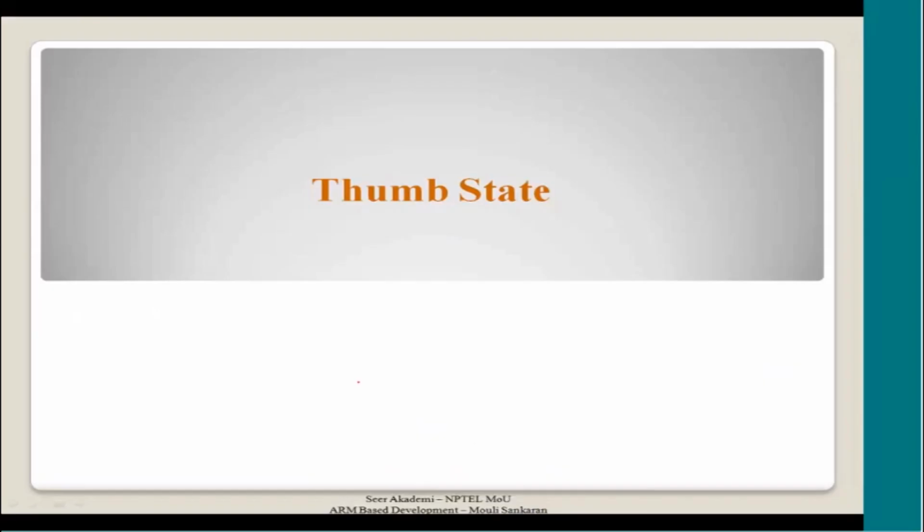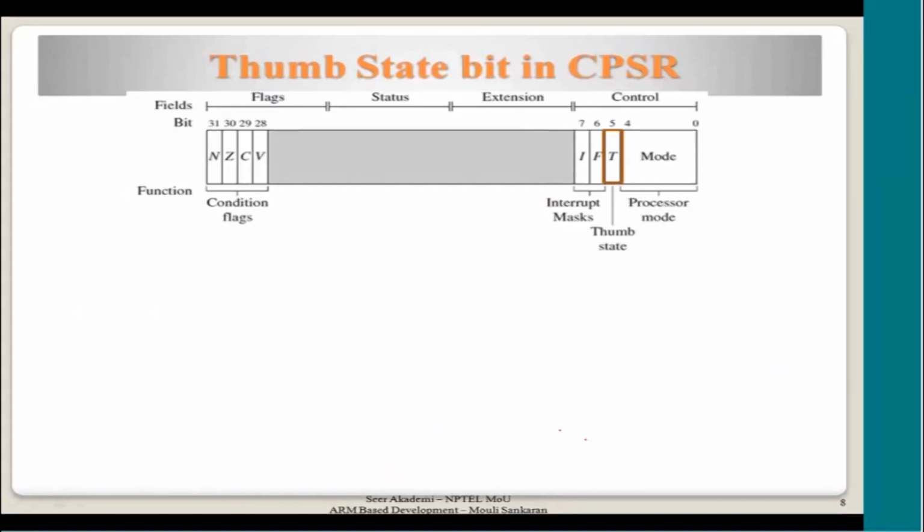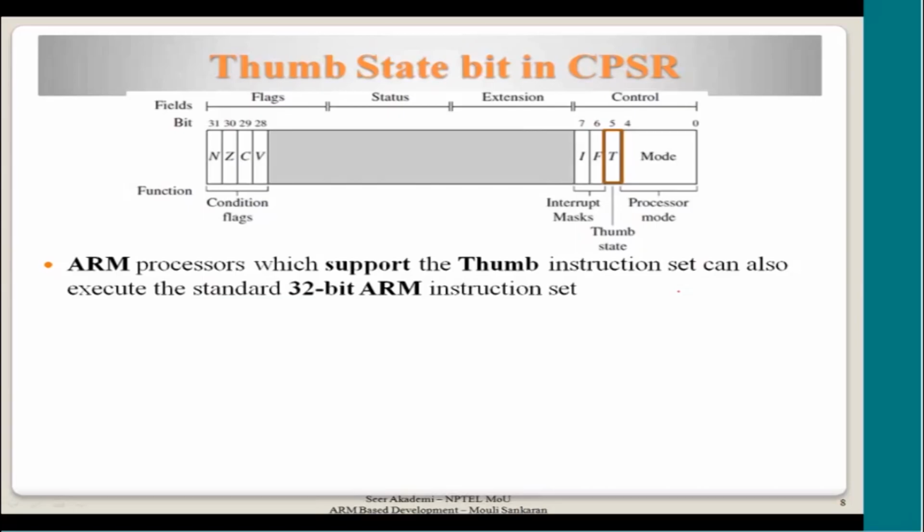Okay, now let me tell you how the thumb state is entered by the processor. If you recall, there is one bit in the processor CPSR register which is meant for thumb mode. So if this is set, then it is in thumb mode. Otherwise, if it is 0, it is in ARM mode. Okay, that's the only difference. So based on this, it can very quickly change from one state to the other state.